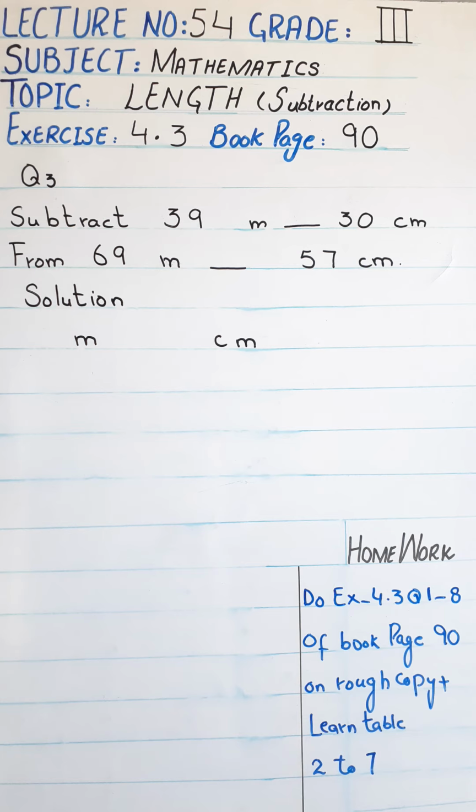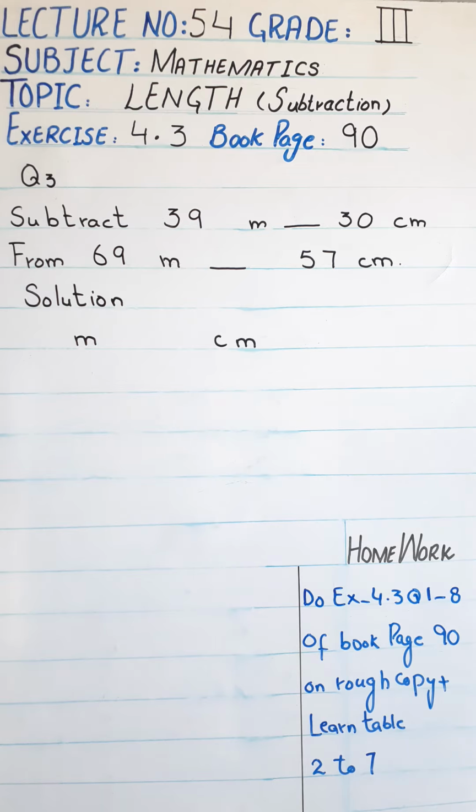Students, you have done your previous homework, the practice questions related to book page 89. There were 6 questions in total. I solved 3 parts for you and the remaining 3 parts you solved in your notebook. Did you face any problem? No? That's good. Today we solve exercise 4.3, book page 90.